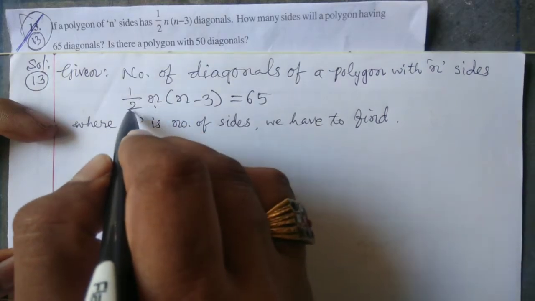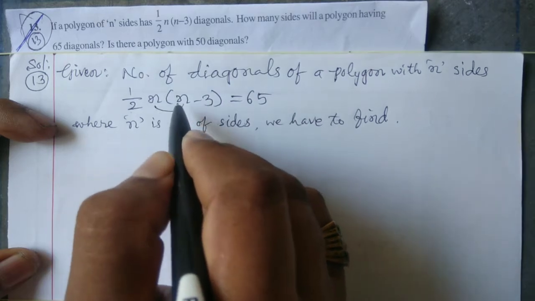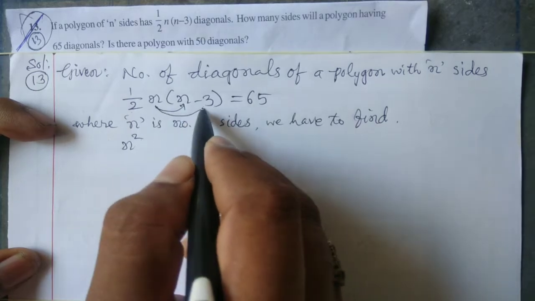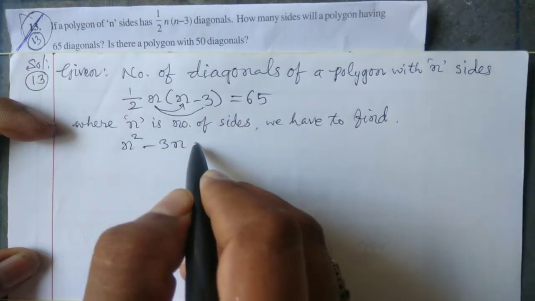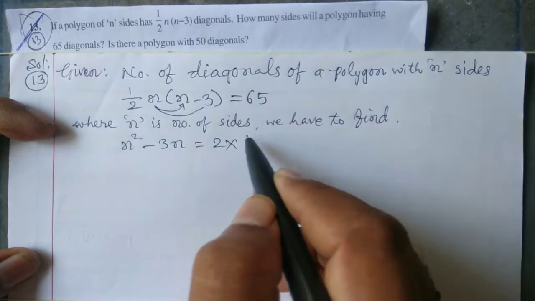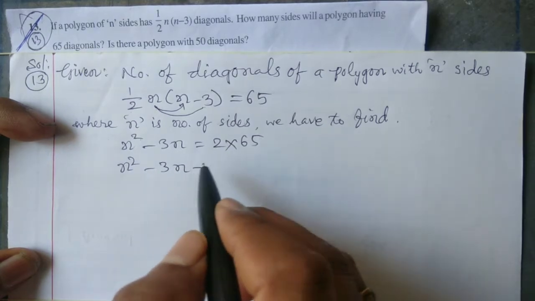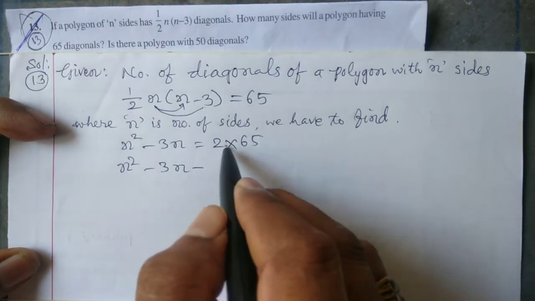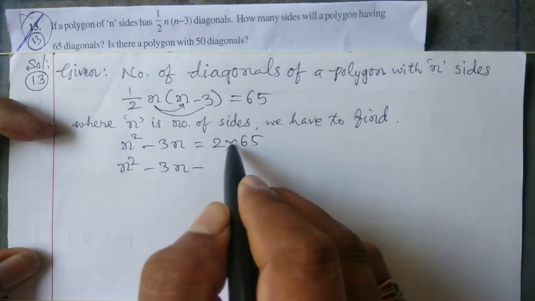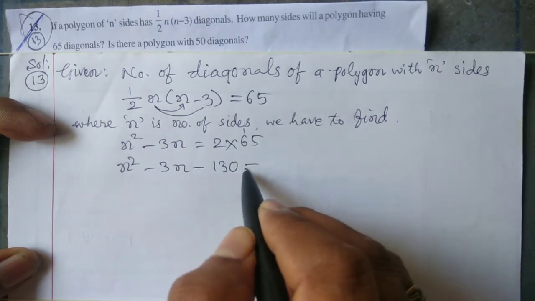Therefore, we have to shift this to the right side. Now multiply n into n square, n into minus 3n. While transposing, the 1 by 2 becomes 2 into 65. n square minus 3n, and this plus becomes minus: 2 5s are 10, 2 6s are 12, 13, 130 is equal to 0.